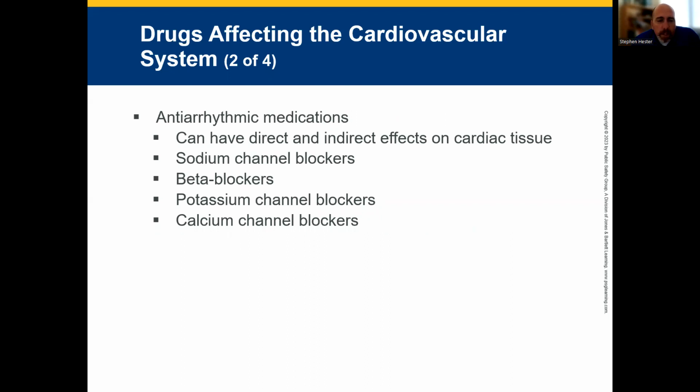Your antiarrhythmic medications can have direct or indirect effects on cardiac tissue. So sodium channel blockers slow the conduction through the heart. Beta blockers reduce the adrenergic stimulation of beta receptors. Your potassium channel blockers increase the heart's refractoriness, and calcium channel blockers decrease the force of contraction and automaticity.